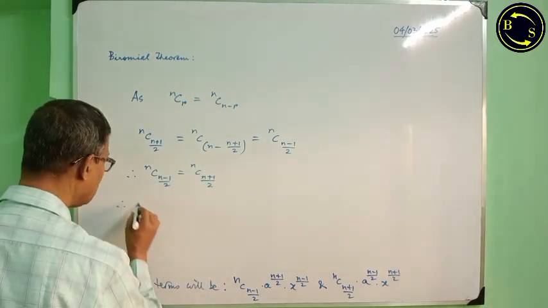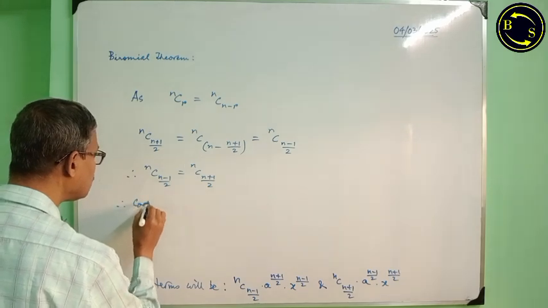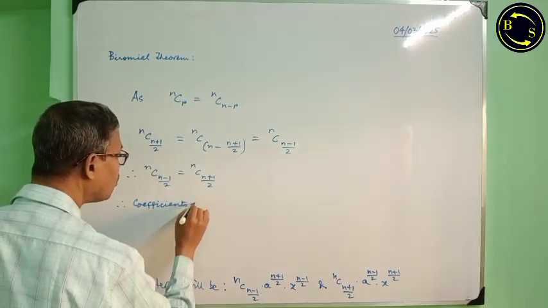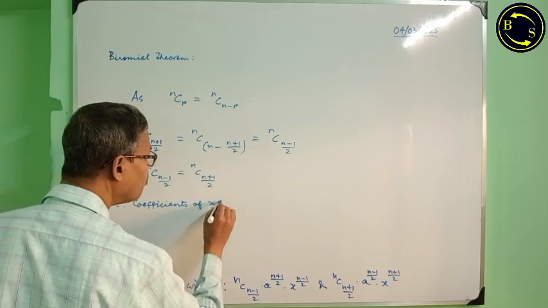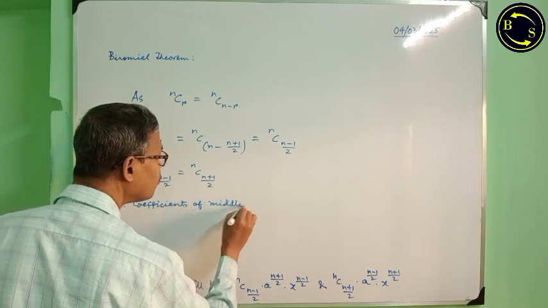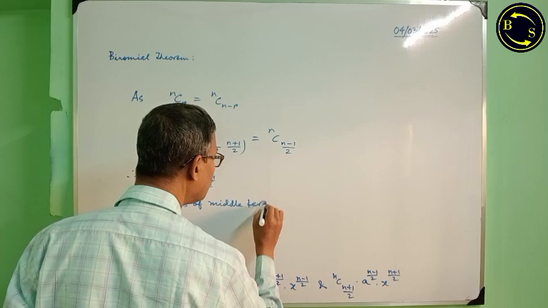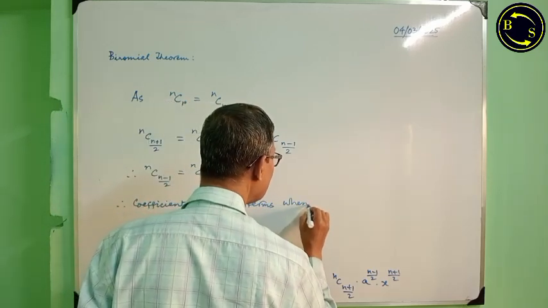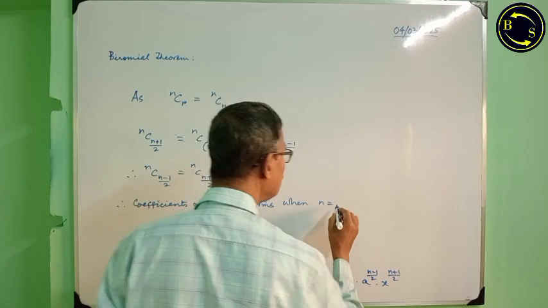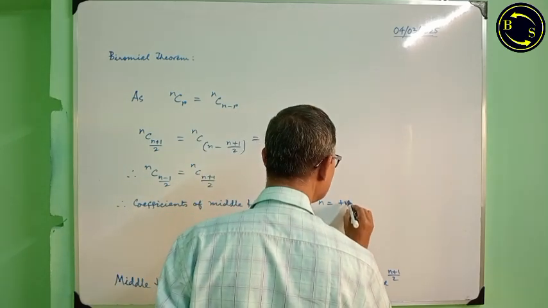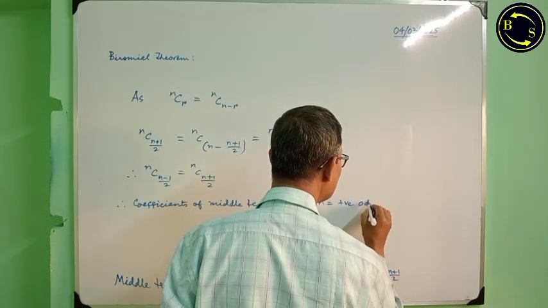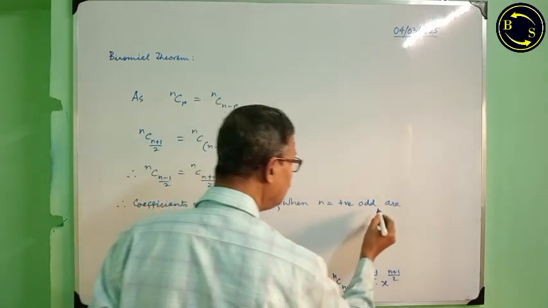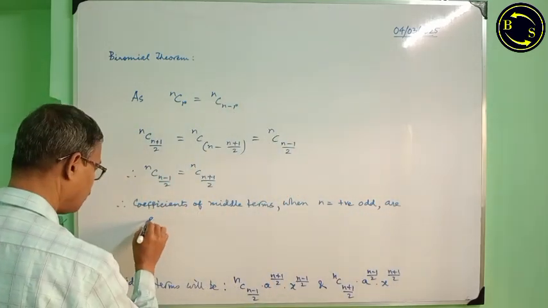Therefore, coefficients of middle terms when n is a positive odd number are equal.